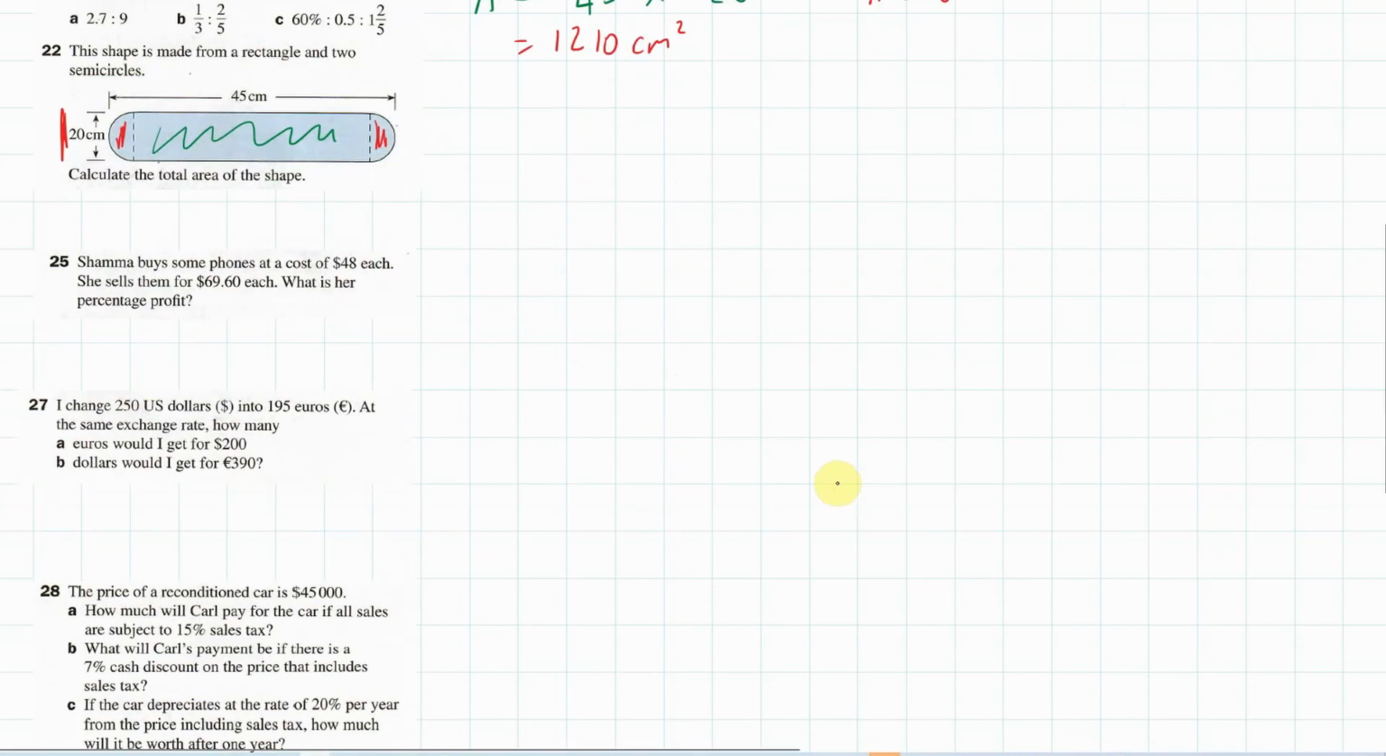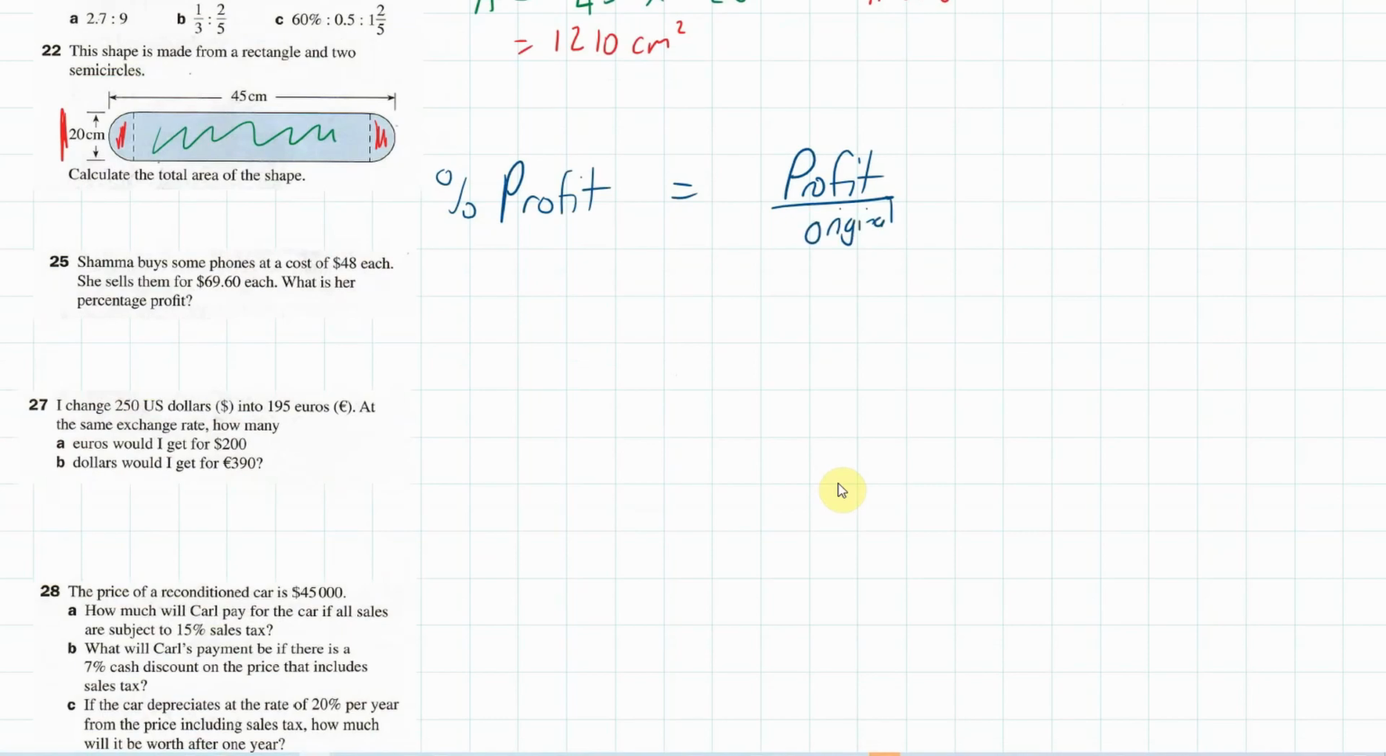Okay, Shama buys some phones at $48 each, and she sells them for a profit. What's the percentage profit? Okay, so the rule for this is percentage profit is equal to the profit divided by original cost and multiplied by 100. So let's see. We go $69.60, take away the $48 that she bought them at, and that gives me $21.60 that she's making as profit on each one. Good on her. Pop that over the 48, times it by 100, and this should give us 45% profit. So that's pretty good.